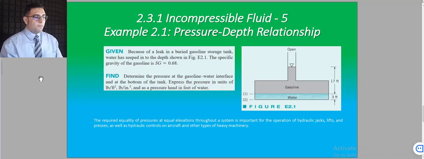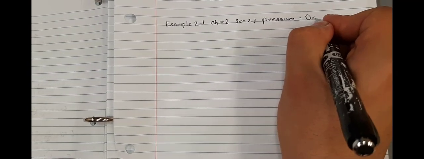So here we go for the first example of this chapter, which is about the pressure-depth relationships. Follow me with the solving of the example. So guys, here we have a solving problem of example 2.1 from chapter 2, section 2.3, which is regarding pressure depth relationship.